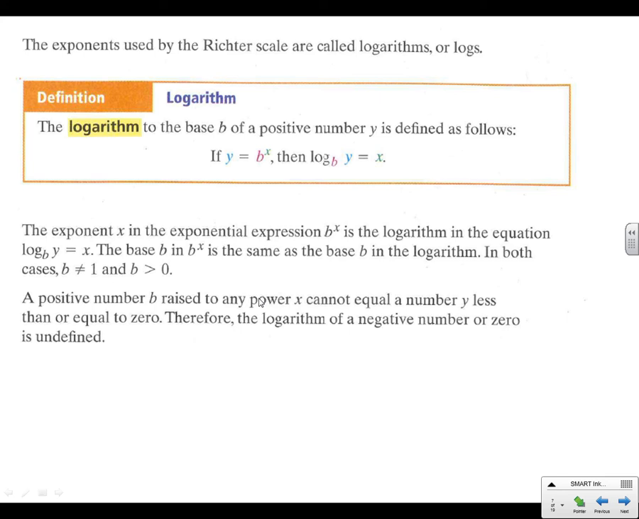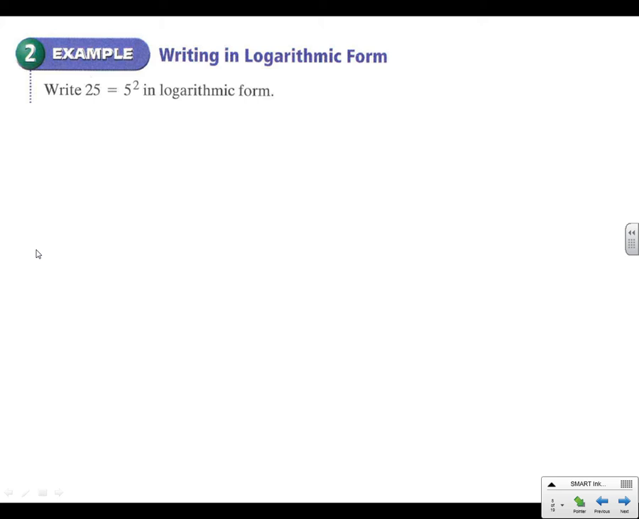Now, a couple things here. b can't be 1. And b has to be bigger than 0. So just remember those rules. So let's rewrite this. Logarithmic form for 25 equals 5 squared. So what we're going to do is get the exponent by itself.